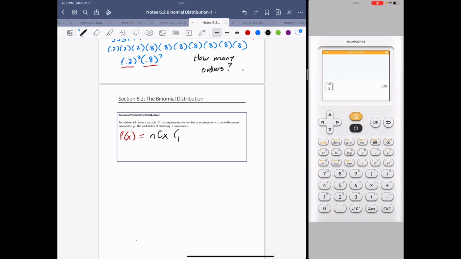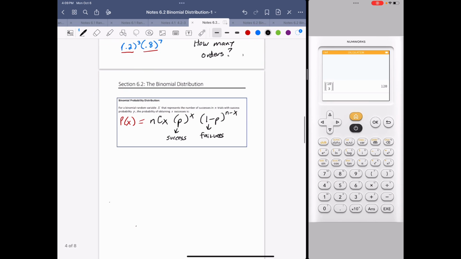And then I'm going to do the probability of success to the x power. And then times the probability of failure, 1 minus p, to the n minus x. Okay? Now, n is going to be your total, and x can be 0, 1, 2, 3, all the way up to n. All right, now let's do our milkshake problem. So here's my milkshake problem.